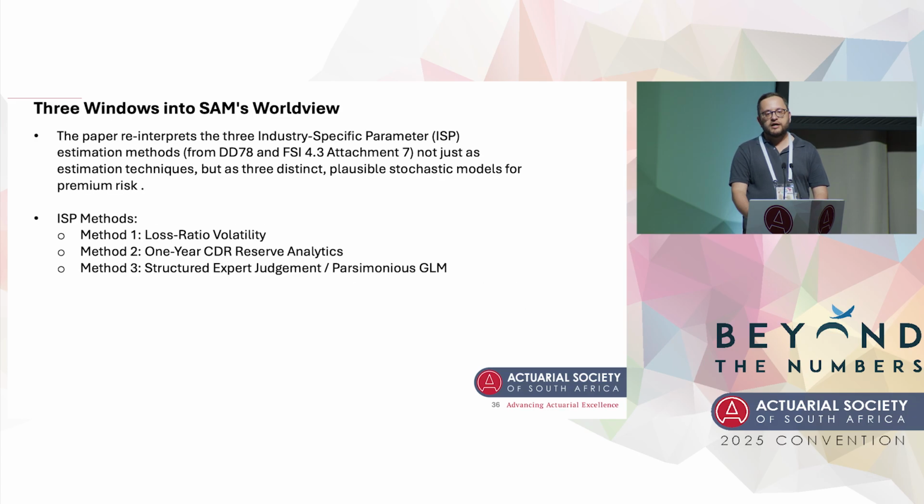And what's very nice here is that there's, in a way, 3 different windows into the underlying model in SAM here. And the way where this is, as we mentioned before, is that if you look in the ISPs, which is the insurer-specific parameter documentation at the back of FSR 4.3, you'll see that there's 3 methods.